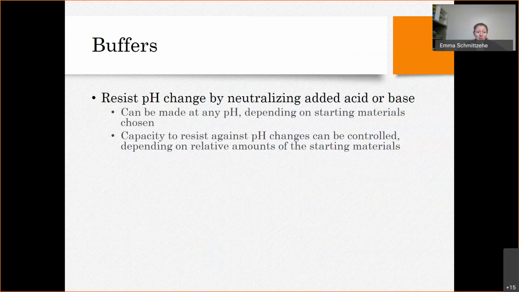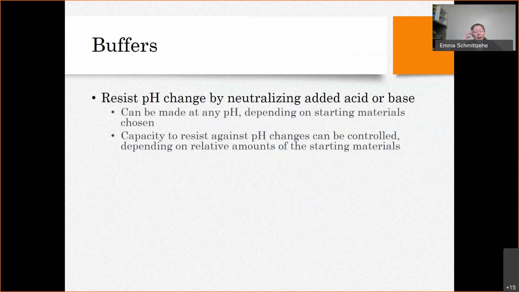And we can make them at any pH depending on what we start with. So normally you have a goal in mind. This system needs to be kept at a certain pH. So you would find a system that can hold things at that pH, okay? It's going to depend on the actual substances, okay?